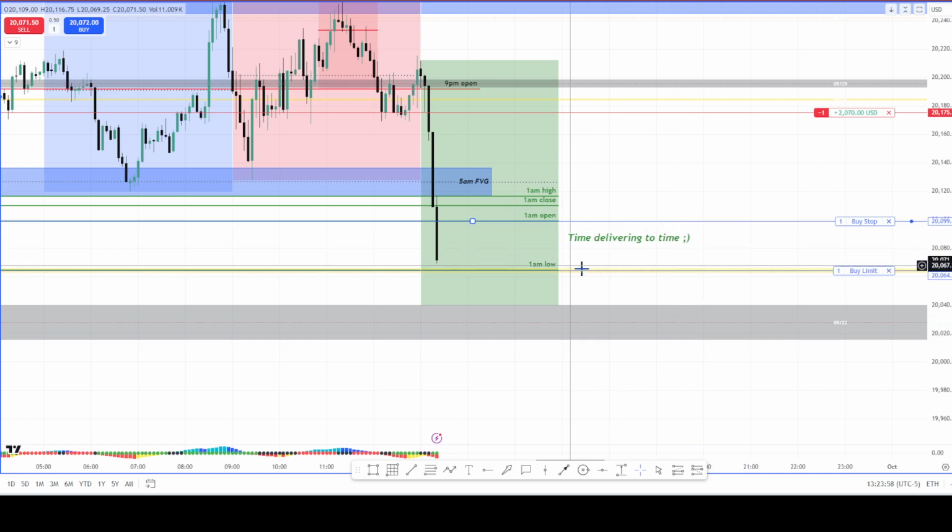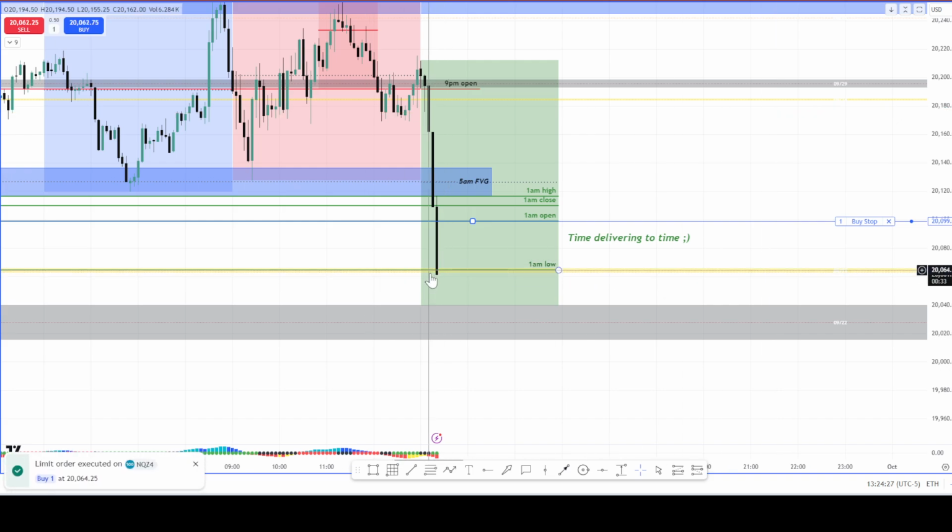Let's go time. Time delivering to time. 1 p.m. 4-hour candle. Just delivered price on a nice smooth run to a 1 a.m. candle. All right. Low hit. There we go. Let's cancel that out.